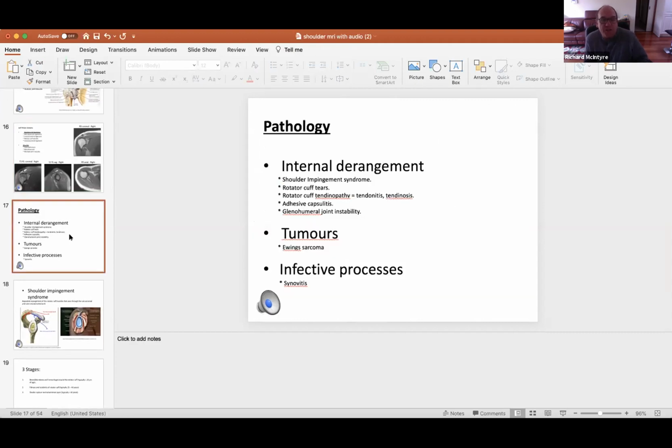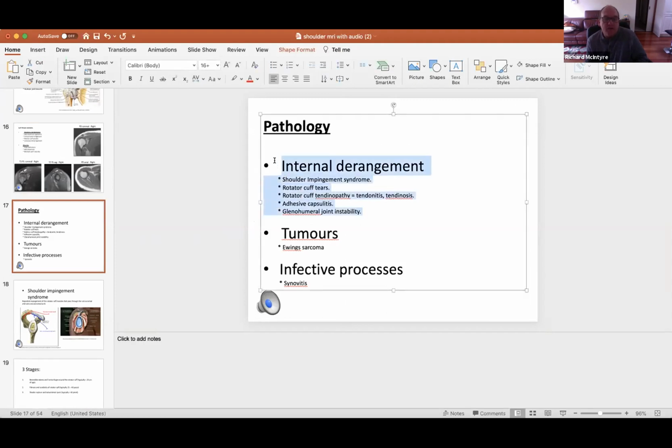So as far as pathology goes, we're going to spend probably the rest of the lecture talking about internal derangement. Internal derangement is mechanical interference, a mechanical disturbance with the joint. So essentially it is pathology in the structures that are particularly associated with joints: tears, cartilage damage, synovial fluid, things like that.